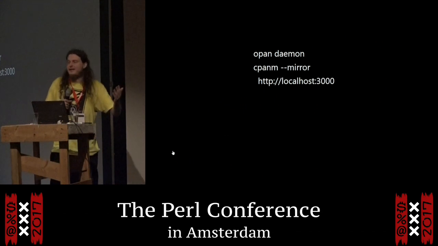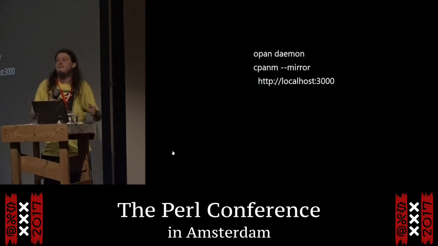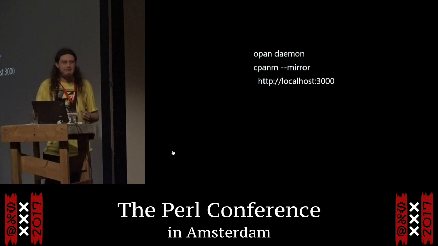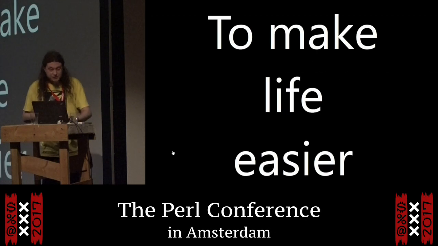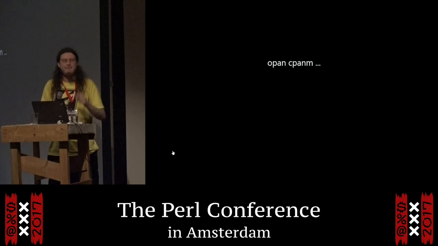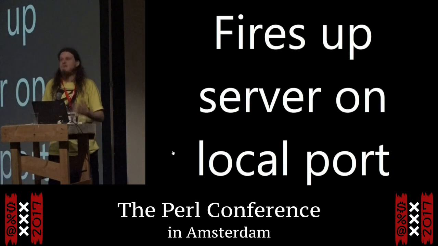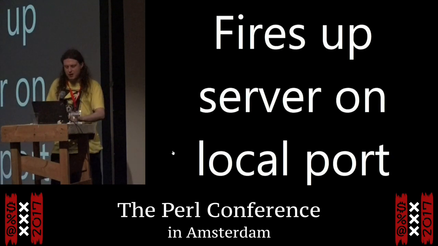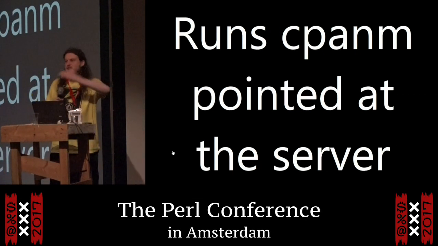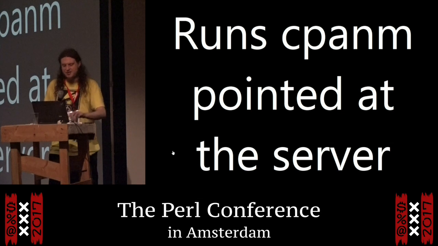And then you can do OPAN daemon, which we inherit for free from Mojo, and then run cpanm pointed at that mirror. But obviously that's an extra step. Extra steps are annoying. So to make life easier, OPAN has a cpanm subcommand that does the moral equivalent of firing up the server on a local port and then runs cpanm pointing at it for you, and then once cpanm is finished, it goes and kills the server.